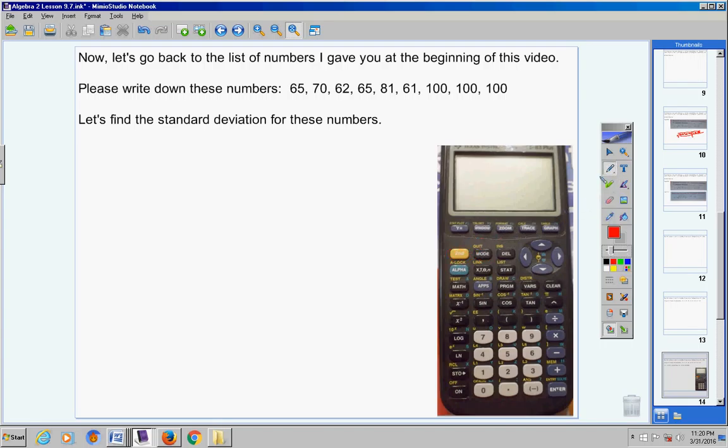Now, you want to find the standard deviation of that list of numbers. So here's what you push. I hope you're taking really good notes. You push second, and then stat, because you want list. You want that list right there, which is above the stat button. So hit second, stat, and this should come up on your screen.